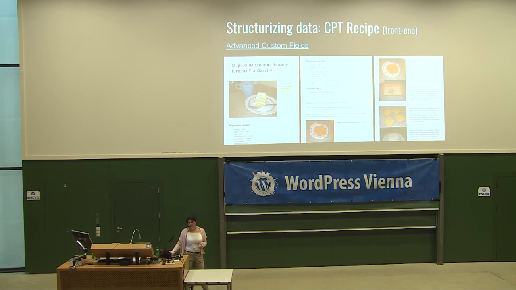This is how it looks on the front end. It's in Russian, but I think it's understandable: the main picture, then the list of ingredients. This is all done with Advanced Custom Fields. And the steps are a repeater field as well, so it's just an image and a description, and these are the steps.